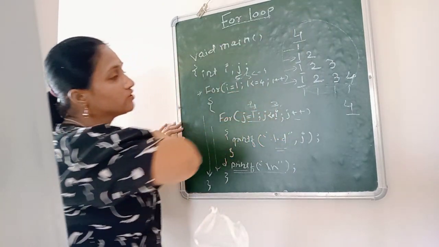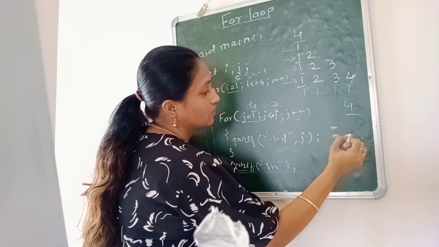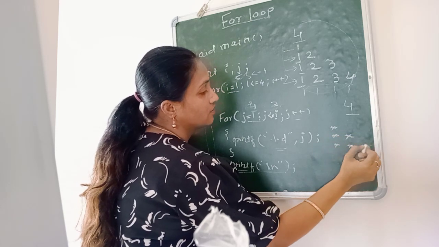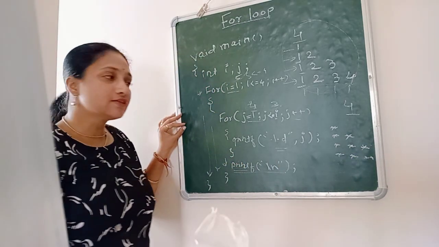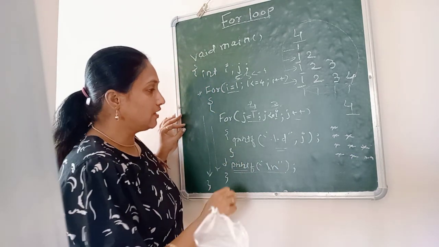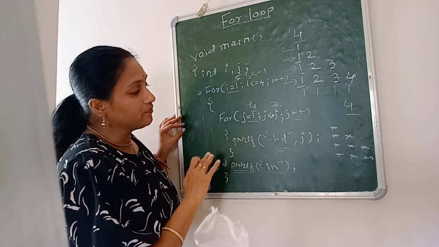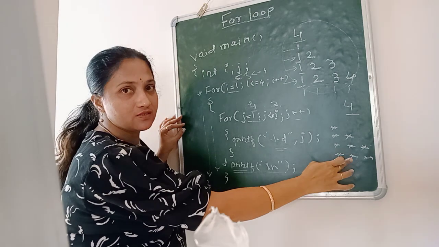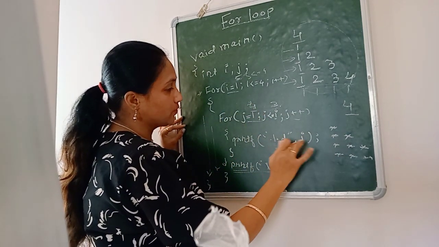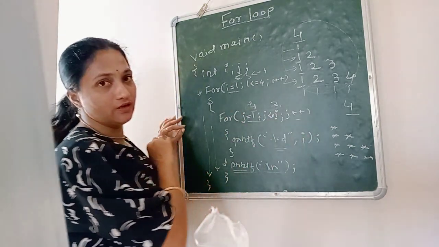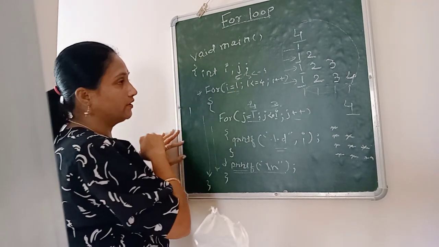Now suppose you want to get this output: 1 star, 2 stars, 3 stars, 4 stars. For this, how to write the program now? Last time we displayed the value of j. Now this time we have to simply display a star. Before that I will tell you what output you are going to get if you display the value of i over here. So for the first time i's value was 1.